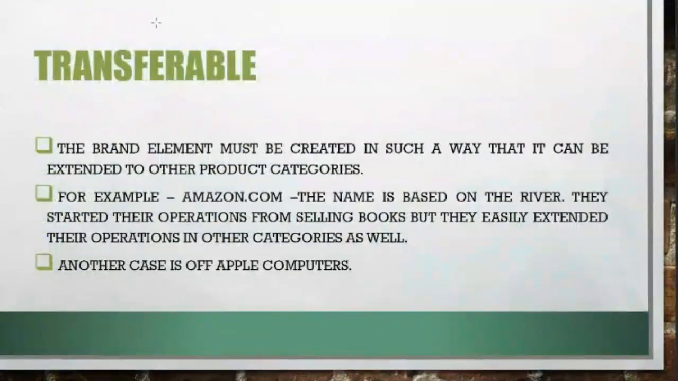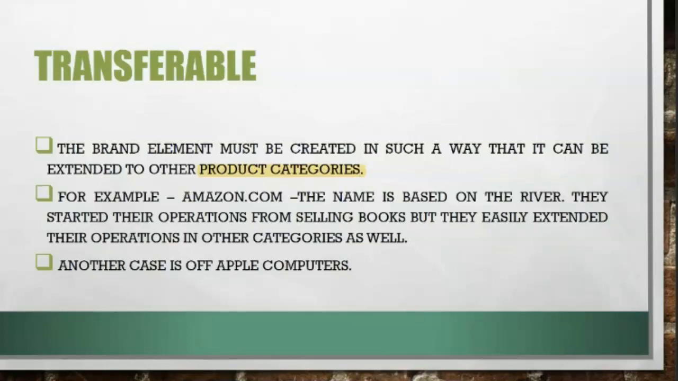Next, we have transferable. So it is very important that you create a brand element in such a way that it can be extended to other product categories also. This is important because if you are building a brand with just, for example, look at brands like Burger King. If I say Burger King, you will always associate it with burger only, right? But if you are making a brand name which is a little generic in nature, which can be extended to other categories also, that will be very helpful.